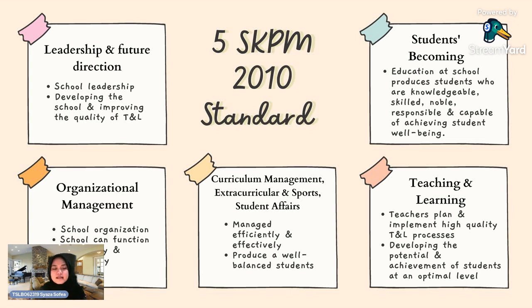The fourth standard is known as teaching and learning. Teachers plan and implement high quality teaching and learning processes. It develops the potential and achievement of students at an optimal level. The last standard is students' becoming. Education at school produces students who are knowledgeable, skilled, noble, responsible, and capable of achieving student well-being.